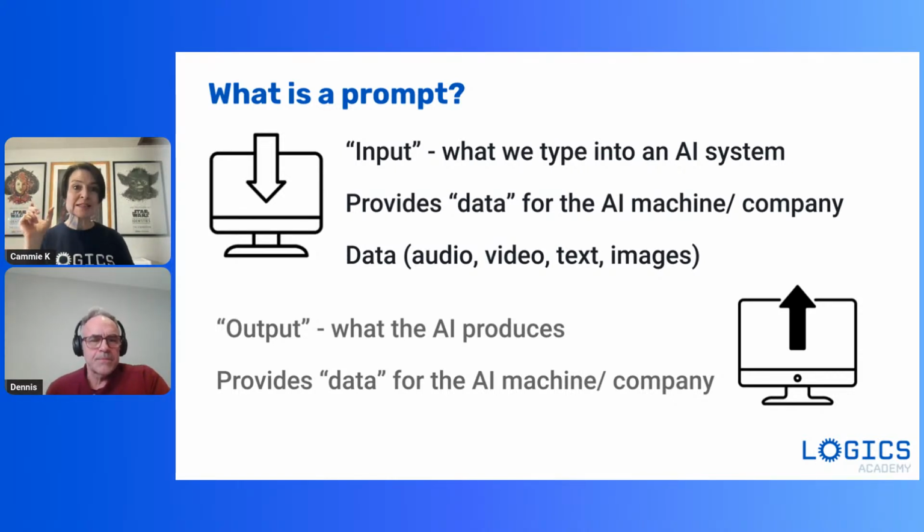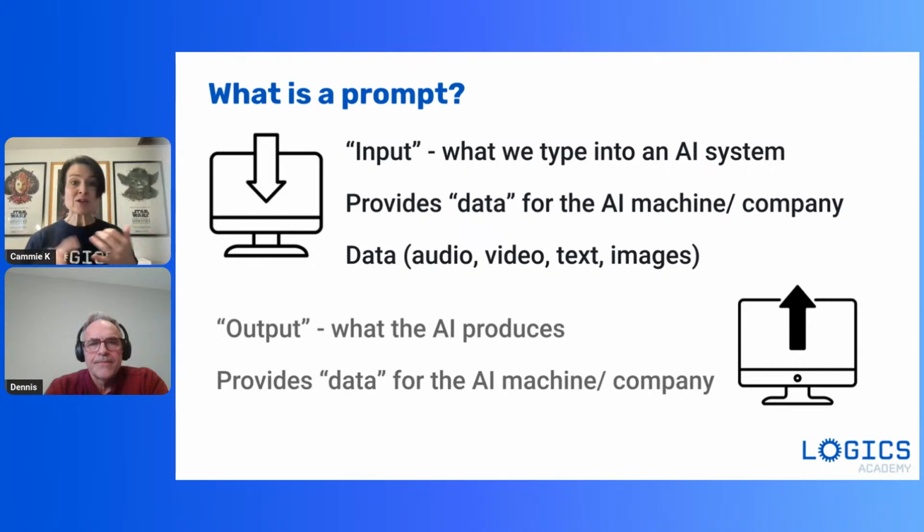So one word is an input. And so that's when we type into an AI system, or lots of AI systems will have a button that you click that you can voice type, that you can add audio. So that's the input, the thing that we put into the AI, whether it's a question, or sometimes we ask it a question and then we give it data to analyze. Those are inputs. Then our input is data that the AI and the company are using.